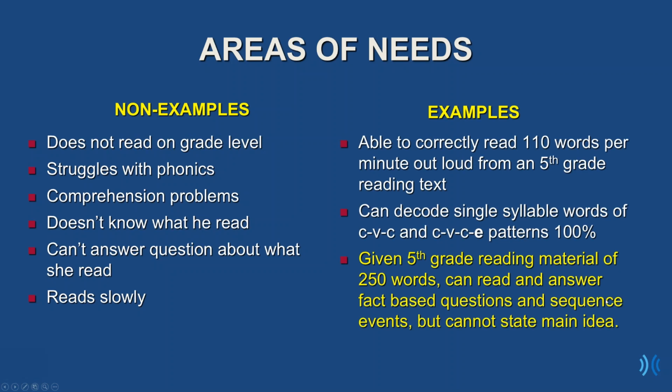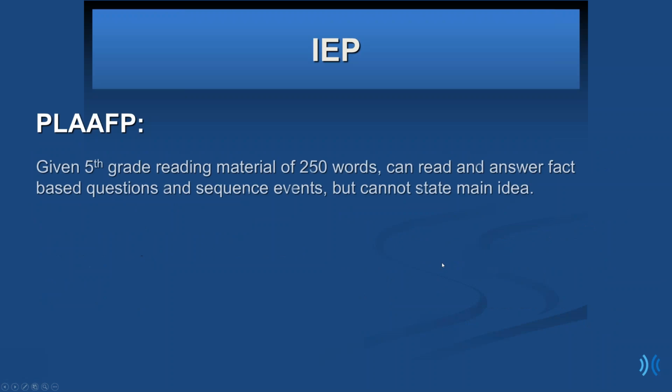And I'm just going to head down to the bottom one that says, given the 5th grade reading material, okay, I know what level, of 250 words, great. It's a number of words, can read and answer fact-based questions and sequence events. Okay, I think I got that, but can't state the main idea. Oh, okay. I can kind of figure out what that is. I might ask a question or I might not need to, but it sure is better than can't answer questions about what she read. And this in the yellow is what we're looking for.